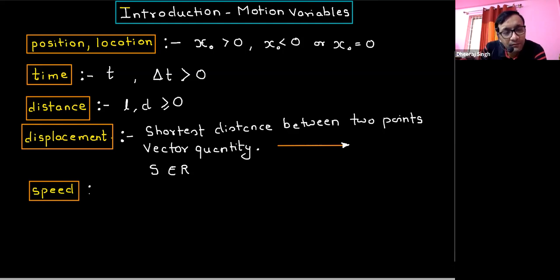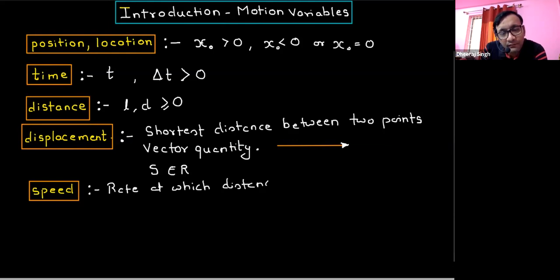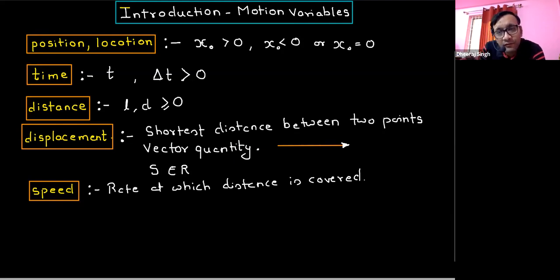What is speed? Rate at which distance is covered, isn't it? So can speed be negative? Can it be negative? Speed, no, right? Let's say I represent speed by u, u will always be greater than or equal to zero.